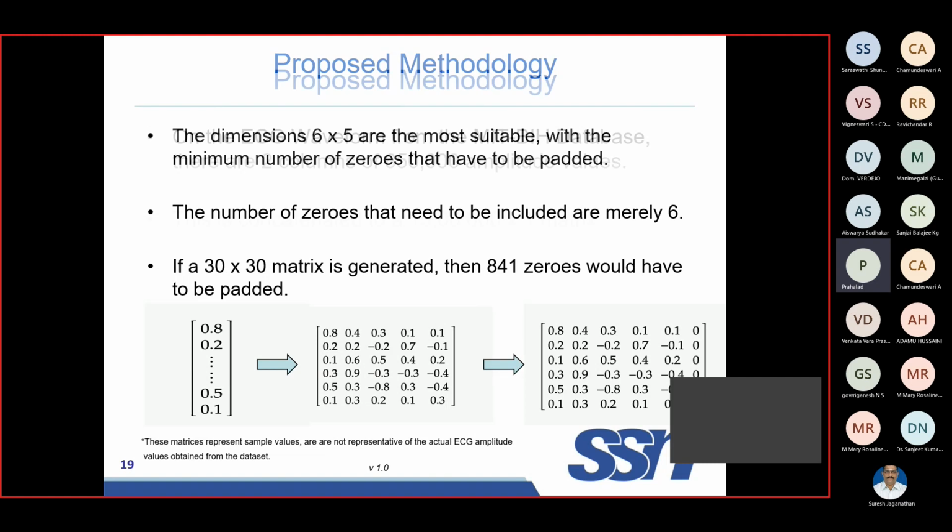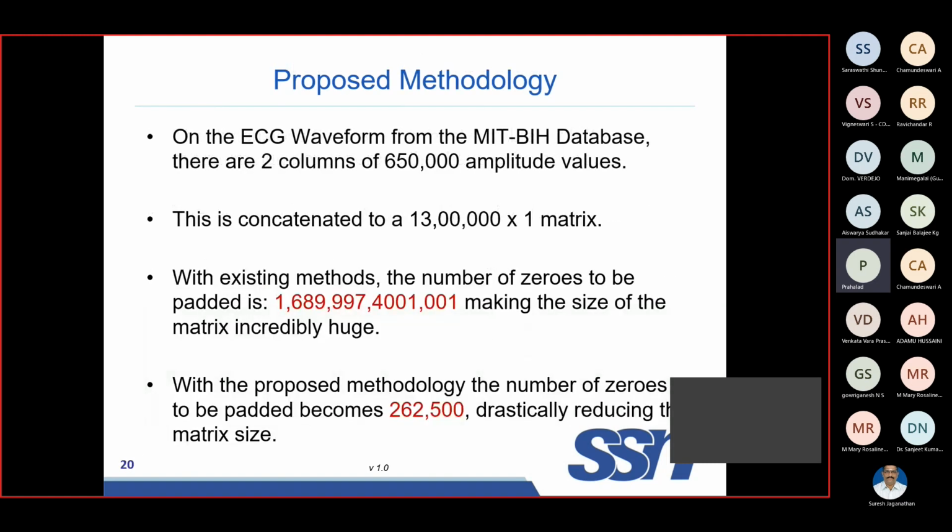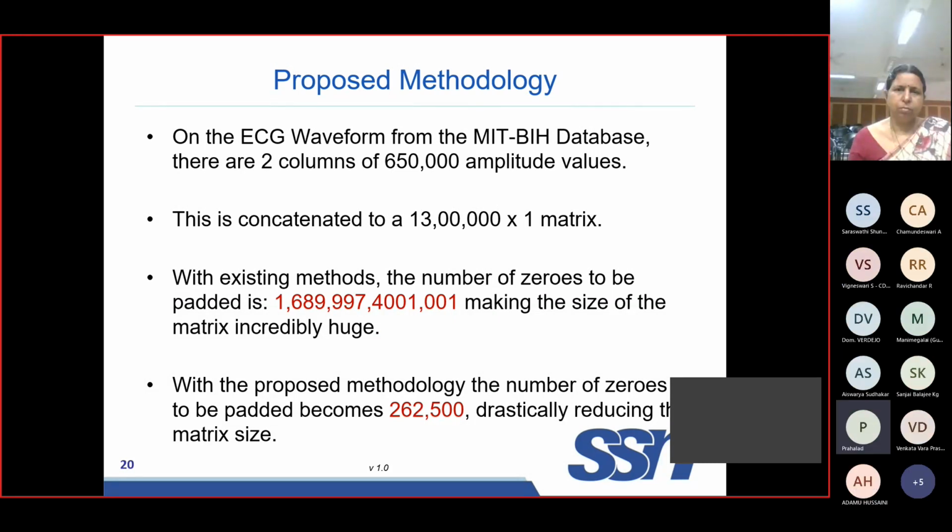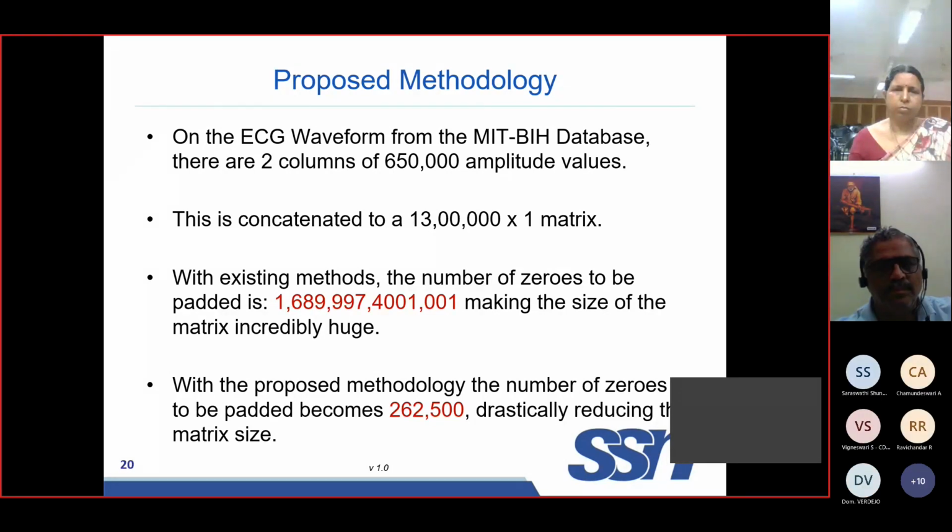Considering a very large data set like the MIT BIH data set, the reduction in the number of zeros that would have to be padded is drastic. With existing methods, the number of zeros that would have to be padded is a huge number, which is incredibly difficult to compute and perform operations on. Whereas with this proposed methodology, the number of zeros that have to be padded would become 262,500, which drastically reduces the size of the matrix.